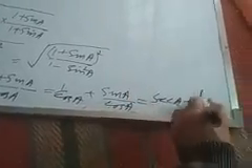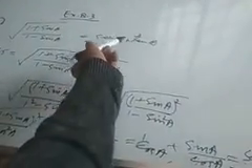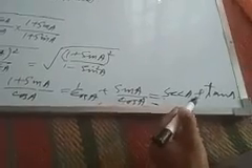And we know that 1 by cos A is sec A, and sin A by cos A is tan A. So this is exactly what we have to prove: sec A plus tan A, equal to the right hand side. So in this way we have proved this identity.